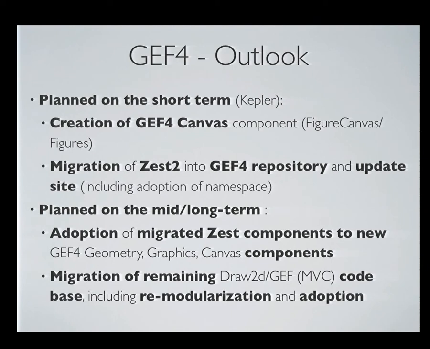So you have something like what is actually the core of Draw2D, like a figure canvas and figures as abstractions, in a time frame that is somewhere around the Kepler release. We will shortly start with migrating the complete SES2 code base into the GEF4 repository. We will move everything that is located under the SES2 repo into the GEF4 repo. We will put it on the update site, and all the SES2 plugins will be migrated to the GEF4 namespace.